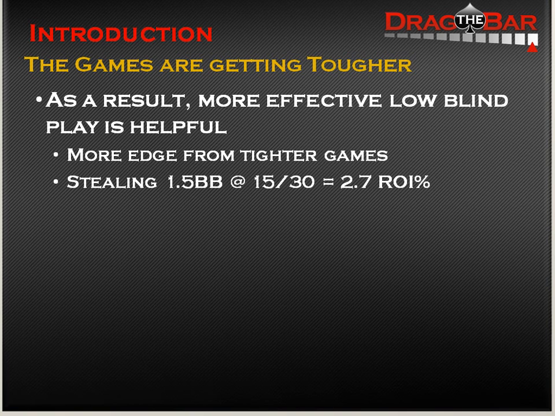If you are stealing 1.5 big blinds to the low blinds with standard 1500 chip stacks, you're typically getting about 2.7% ROI from that steal. You're adding roughly 3% to your chip stack, and the ICM tax is going to reduce that by a little bit.